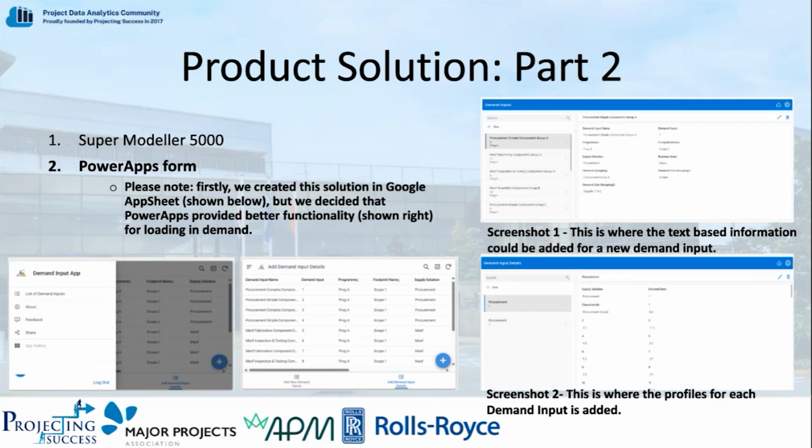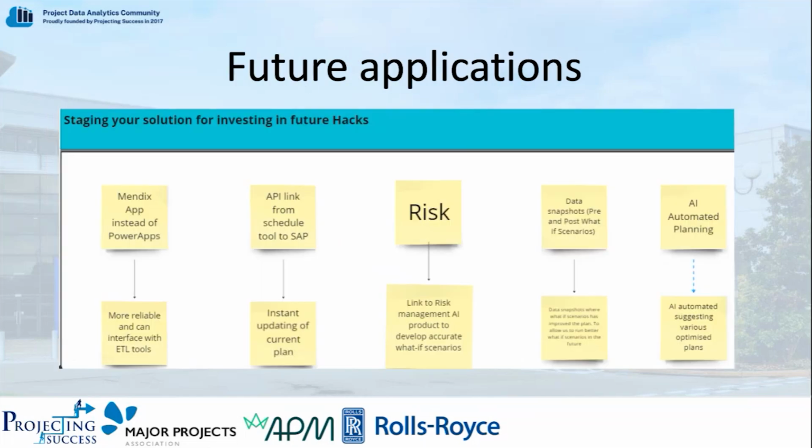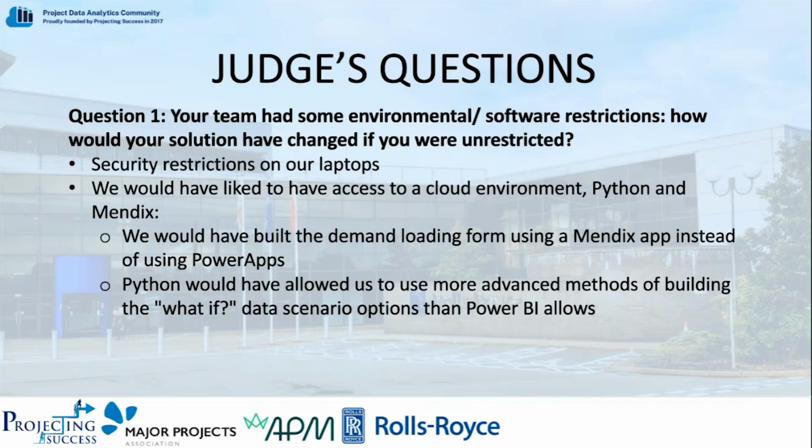And part 2 of the product solution is to utilize the Power Apps app, which we would use to input the data and use an iterative process once it's viewed in the Power BI dashboards. Key stakeholders include the heads of planning, who will be looking at this data along with business area leads. We need to make strategic decisions based on the data. It also involves manufacturing, procurement, and other stakeholders. Future applications are considered in the Miro software. So on to the judges' questions.